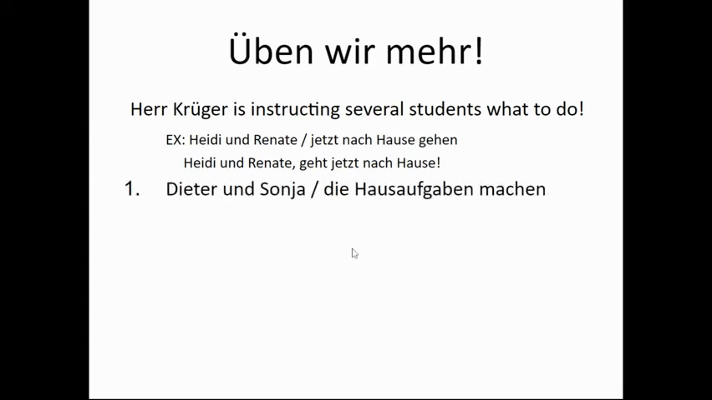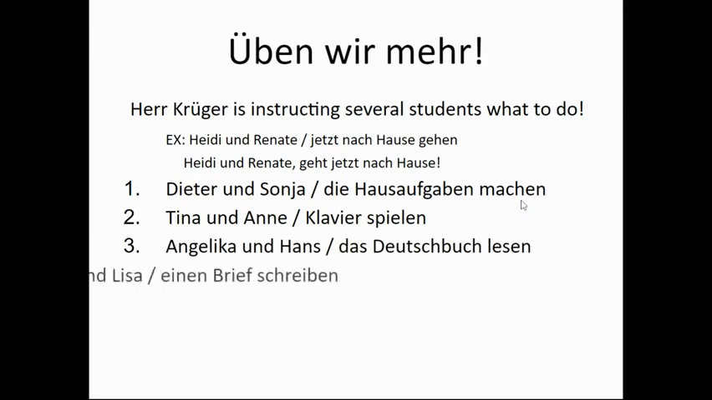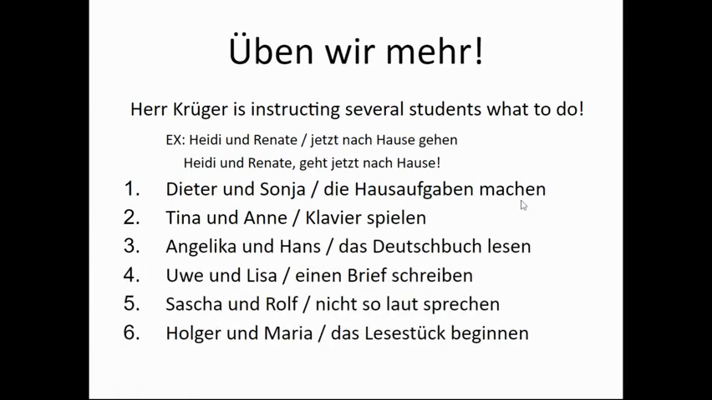All right, how about Nummer 1? Herr Kruger is talking to Dieter and Sonja. Then you put a comma. And here's my phrase. Die Hausaufgabe machen. Do your homework. So how do you make a command again when you're talking to two people? Take it to the ihr form. Machen in the ihr form. That's second person plural. Macht. Macht die Hausaufgaben. All right. Stop the video and complete 2, 3, 4, 5, and 6. And then we'll go over the answers together.